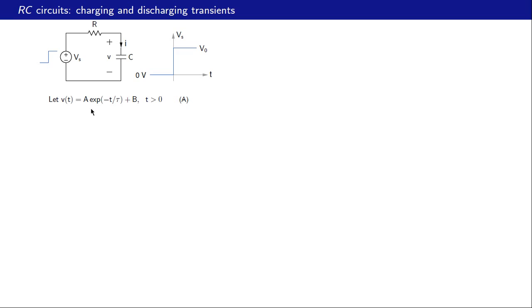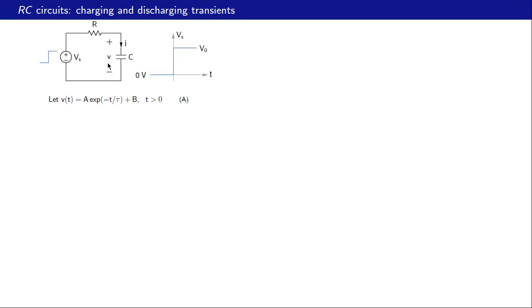Let us now obtain these constants A and B. First, let us look at this circuit at t equal to 0 minus. What is the situation that we have at t equal to 0 minus? The source voltage has been 0 volts for a long time, and that means that we have a steady state. The voltages and currents have settled down to some constant values.